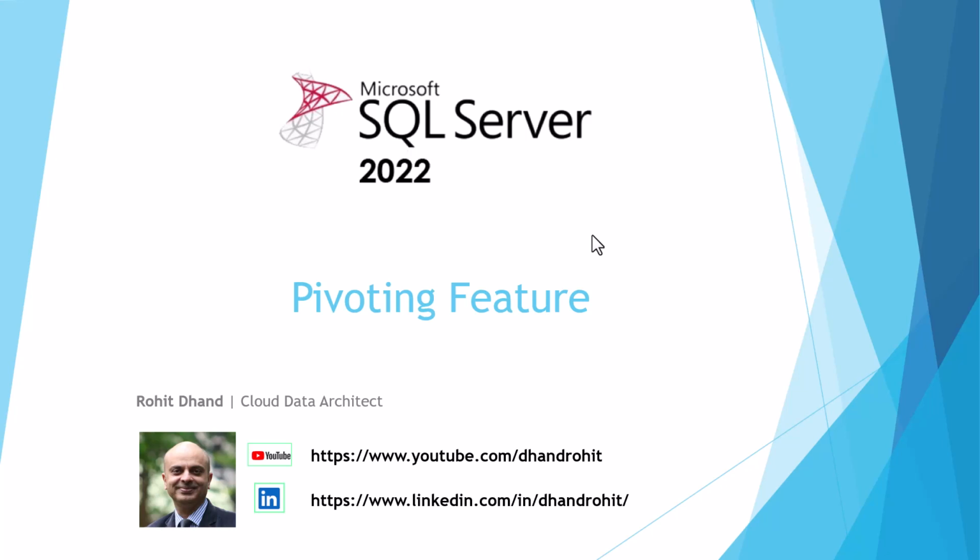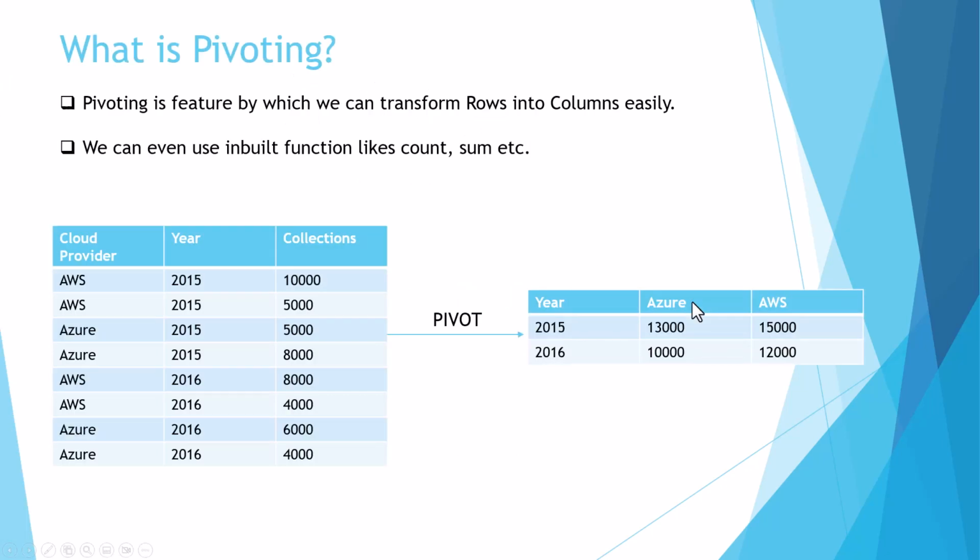Now, if we try to understand what exactly pivoting is, pivoting is a feature by which we can transform rows into columns easily. We can even use inbuilt functions like count, sum, etc. within the pivoting. This is an example which would describe how pivoting would work.